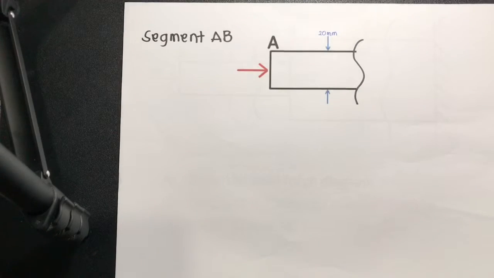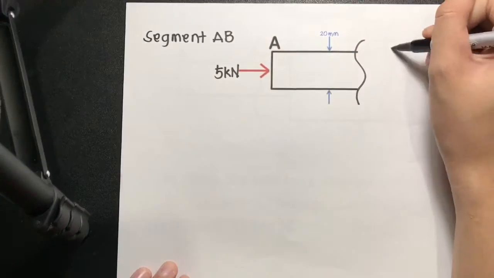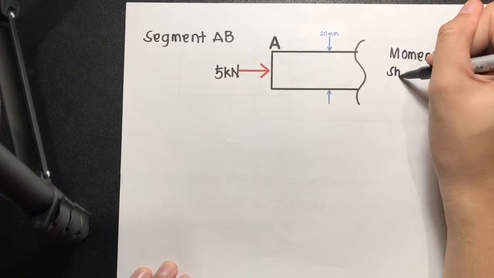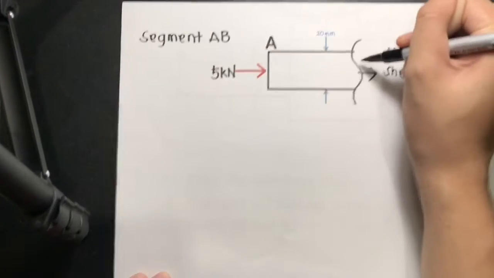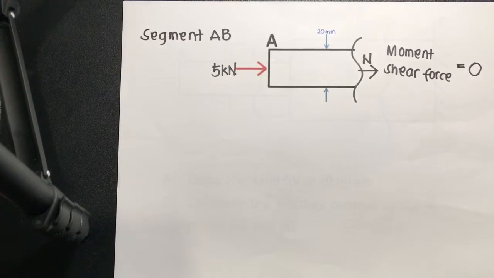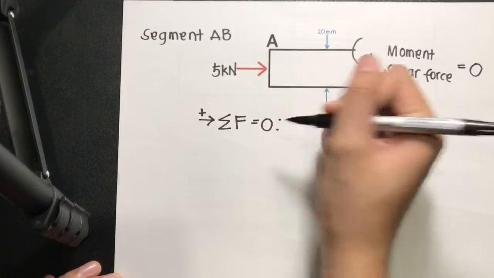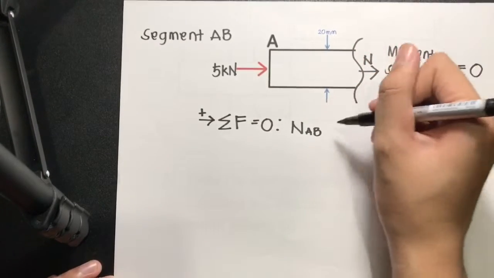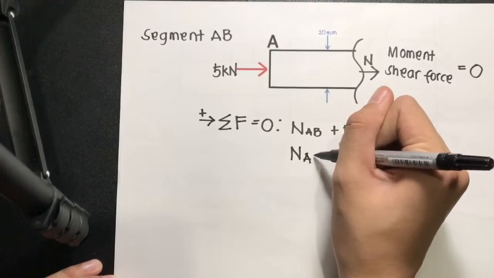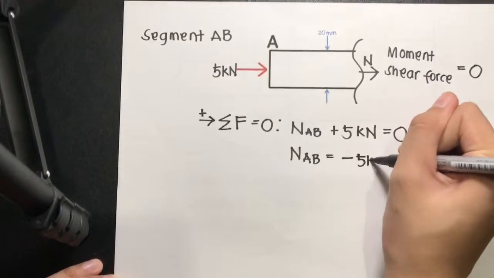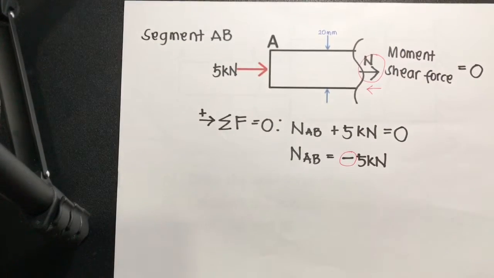So now we're going to calculate the internal loads. Here at segment AB, we have 5 kilonewtons going to the left. Moment and shear force are equal to 0, where we have only the normal force as a non-zero variable. To calculate this, we need the sum of the forces equal to 0, where NAB plus 5 kilonewtons is equal to 0. Solving this, we get NAB equals negative 5 kilonewtons. It means that the force should be going the other way, thus compression in segment AB.